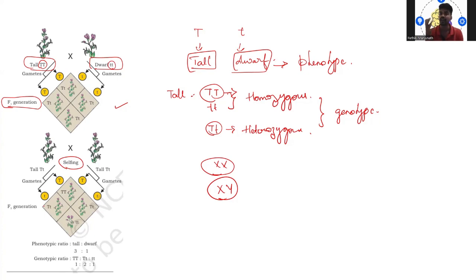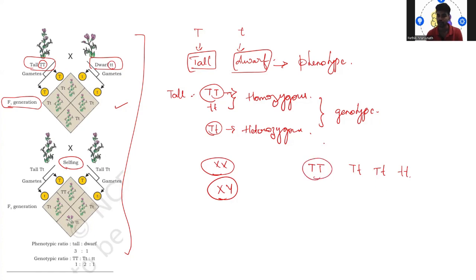That is, the dwarf character was expressed in the F2 generation, so that means it has been segregating during the meiosis process, during the gamete formation in meiosis. This is what he was able to understand. So from this Punnett square that you are observing here, we can name dominant and recessive, because one thing you will be getting is what kind of gametes you will get: capital T, capital T, small t, capital T, small t, and small t.